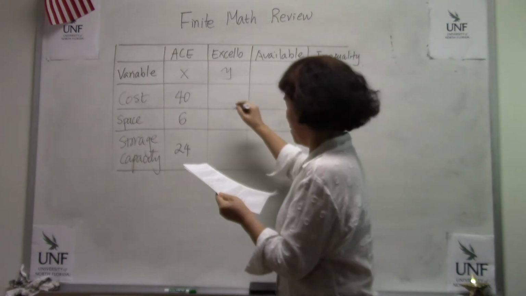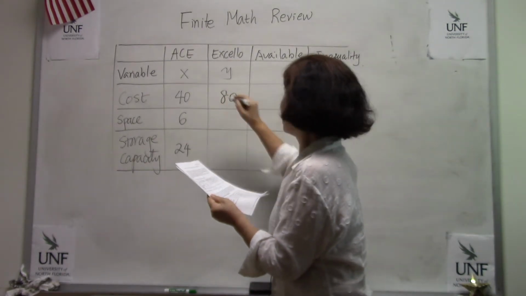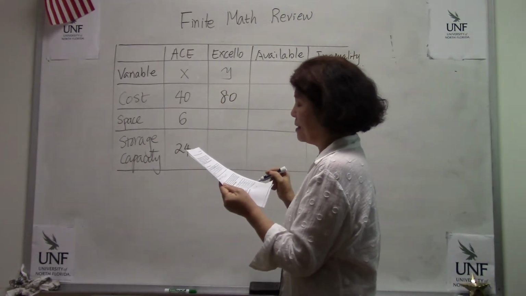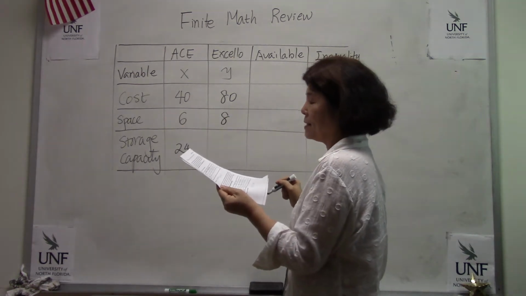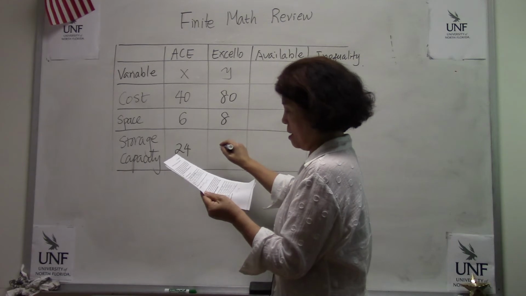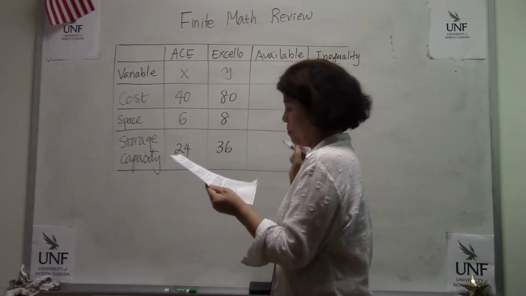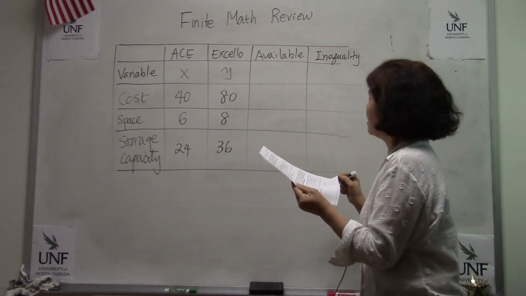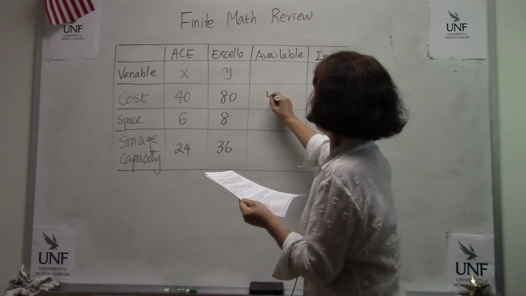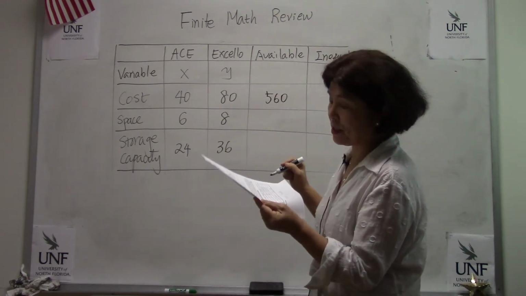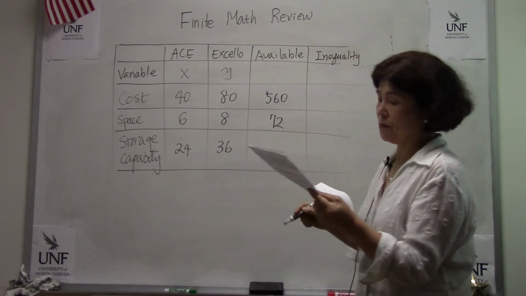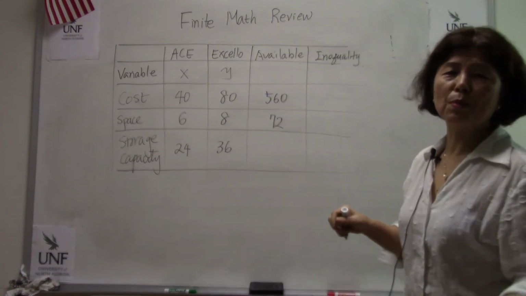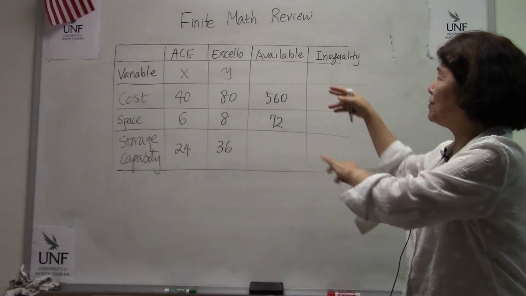The XLO costs twice as much, and the space required is more. On the other hand, it can store more files. So how much money is available? Well, $560. That is the budget. And here is 72. The reason I chose this is that you don't have to compute afterwards.